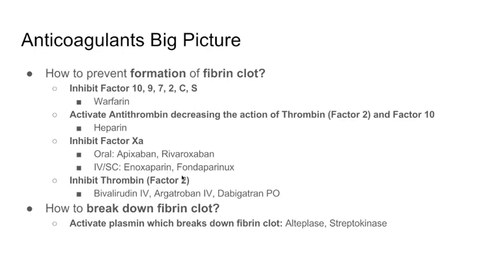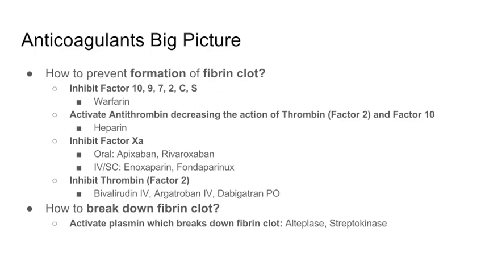We can inhibit it later in the pathway. We can inhibit thrombin, which is factor 2, using medications like bivalirudin, argatroban, or dabigatran. And these are what we call direct thrombin inhibitors. So that's how we prevent formation of a fibrin clot.